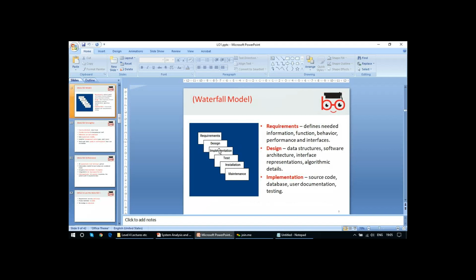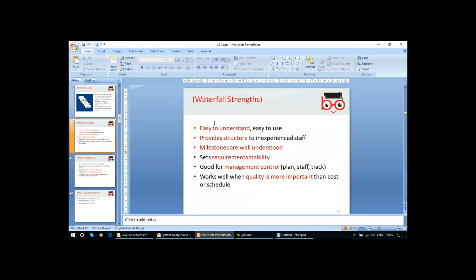Waterfall model: requirement, design, implementation, test, installation, maintenance. I hope you are very clear on these so far. Now, the strengths of the waterfall model, the first model we are talking about. It's easy to understand, easy to use, and provides structure to inexperienced staff. Milestones are well understood, it sets requirements stability, is good for management control, and works well when quality is more important than the cost.